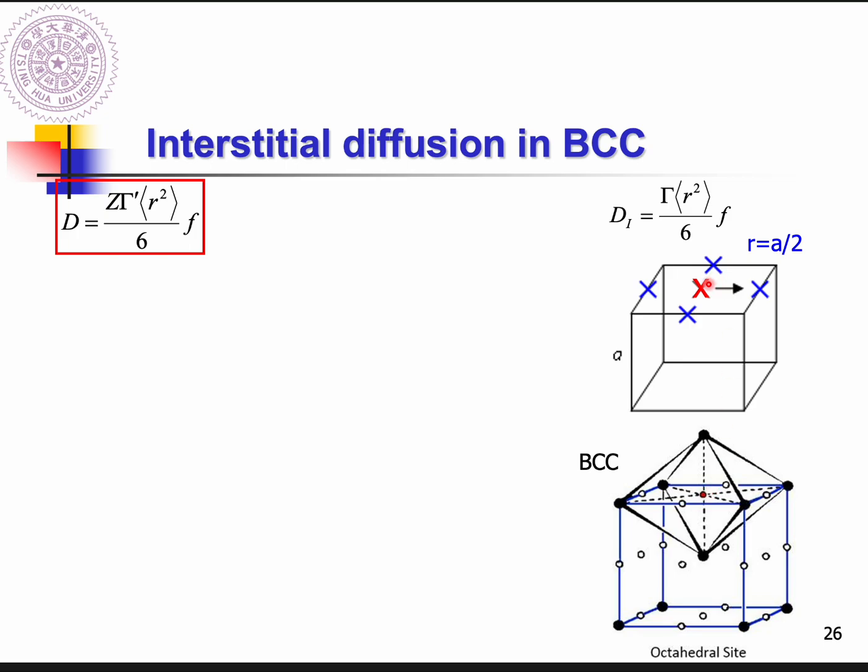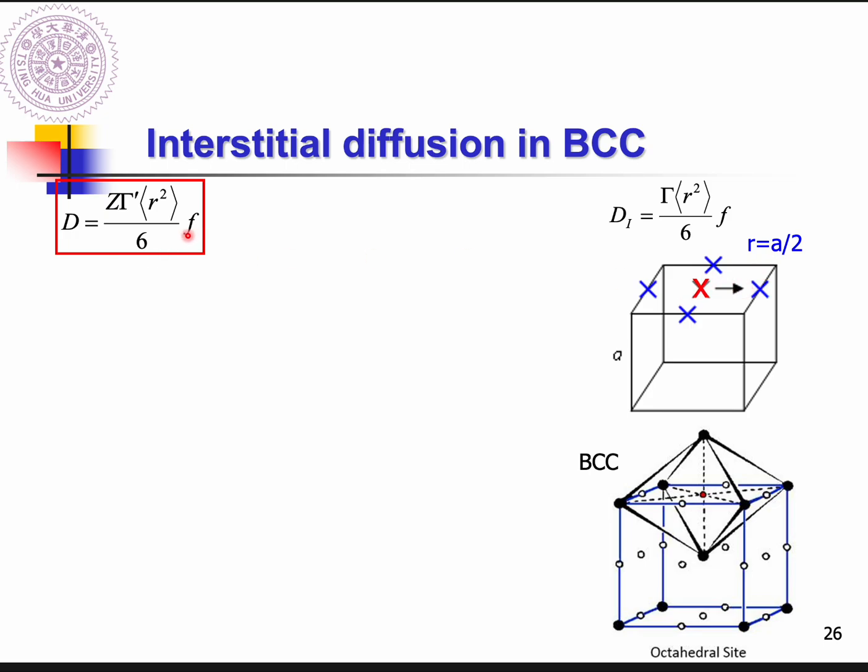and we focus on the interstitial site at the center of this plane, there are 4 possible jump directions to these interstitials, right? Because they all have 4 neighboring octahedral interstitial sites. So based on this concept, we know z equals 4. And the jump distance, small r, equals a divided by 2. You got small r.